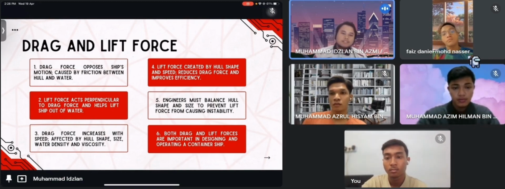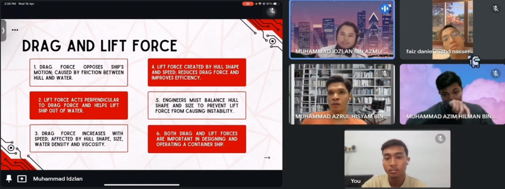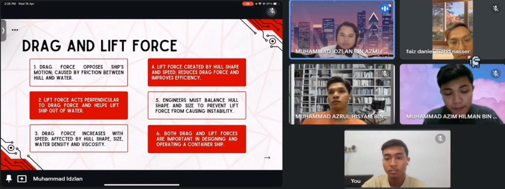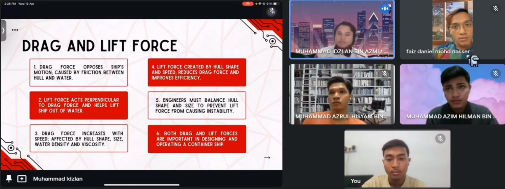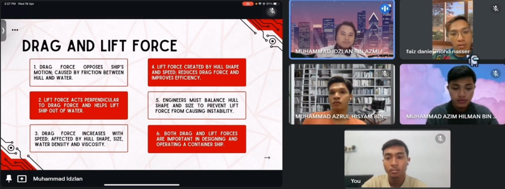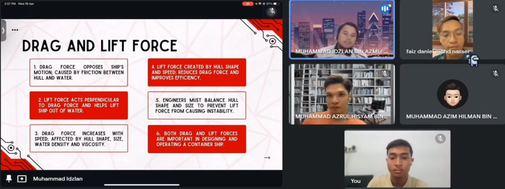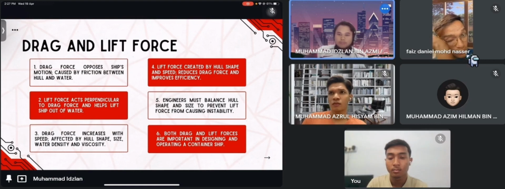This force increases with the speed of the ship and is affected by several factors, as I said: the shape and the size of the hull, the density and viscosity of the water, and the surface roughness of the hull. The drag force can significantly impact a ship's speed and fuel efficiency, making it an essential consideration in the design and operation of container ships.